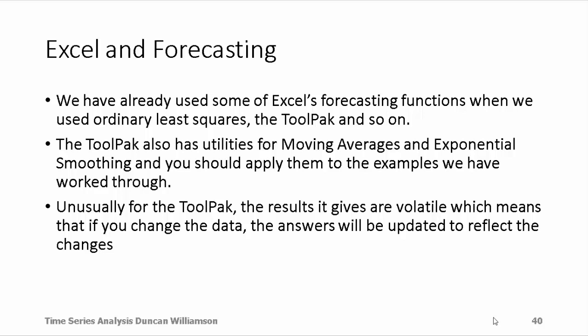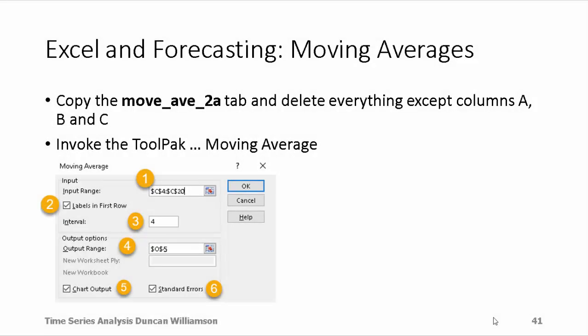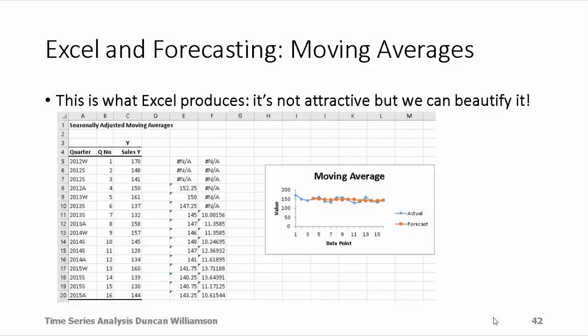We've already used some of Excel's forecasting functions when we use ordinary least squares, the toolpack. The toolpack also has utilities for moving averages and exponential smoothing, and you should apply them to the examples we've worked through. Unusually for the toolpack, the results it gives here are volatile, which means that if you change the data, the answers will be updated to reflect the changes. Copy the Move Av to A tab and delete everything except columns A and B and C. Invoke the toolpack moving average utility and complete the dialog box you see there, and this is what Excel produces.